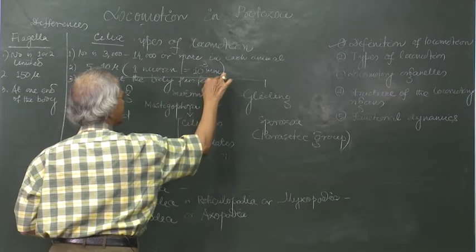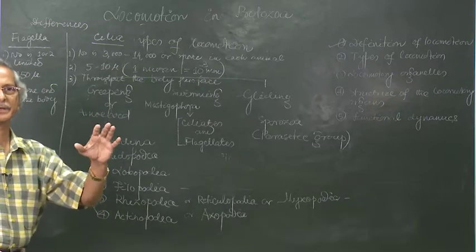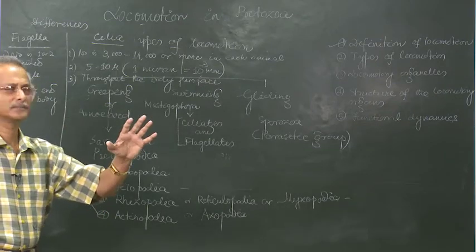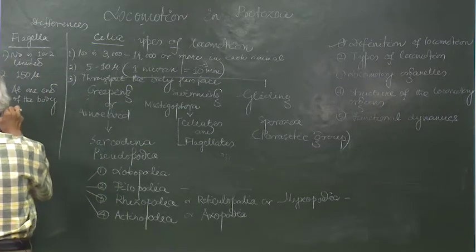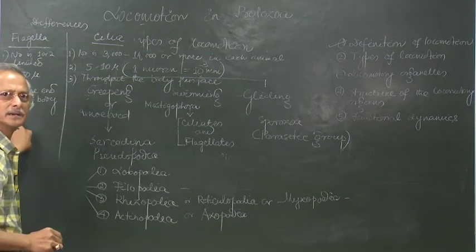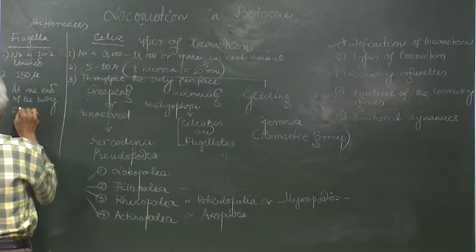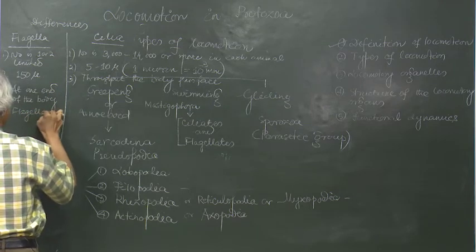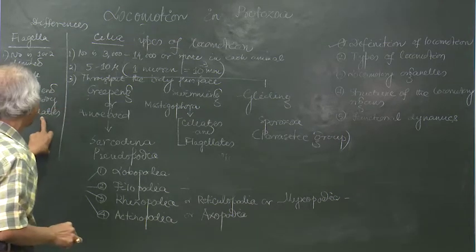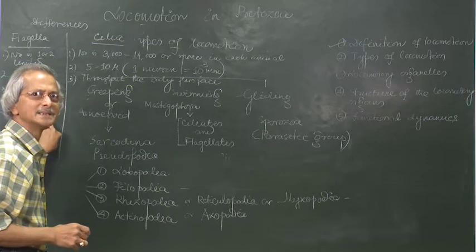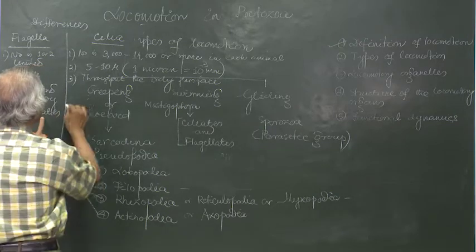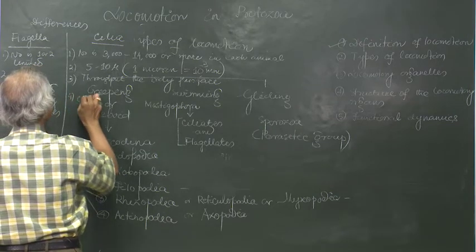It is found throughout the body surface. Number 4, these structures are distributed in flagellates. These structures are found in flagellates, whereas these structures are found in ciliates.